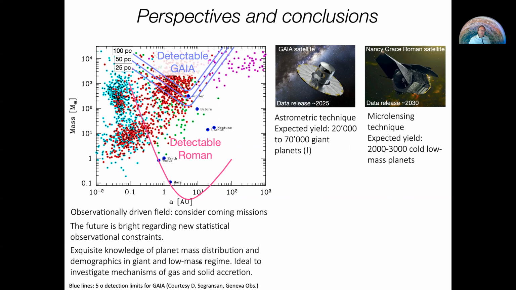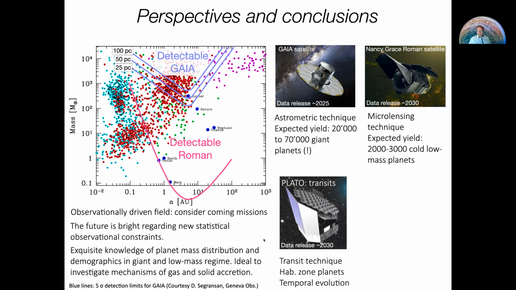And with that, we really have an exquisite knowledge of the planetary mass distribution and the demographics in this regime, now also at the intermediate masses. And this will be really great to test with that the mechanism, theoretical ideas about gas and solid accretion. And it, of course, doesn't stop here.